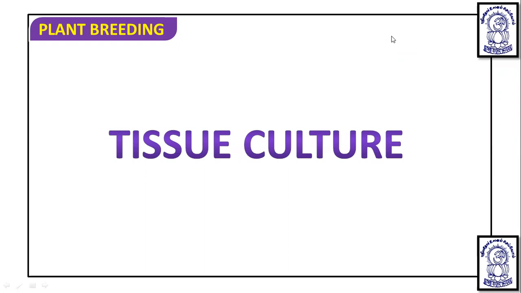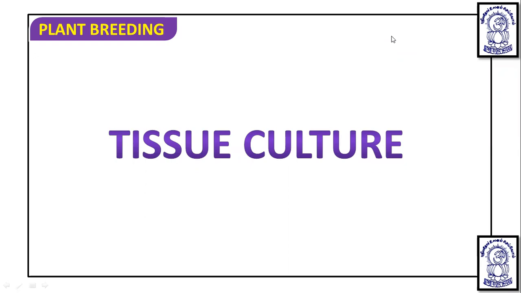Dear students, in a previous class of this chapter, plant breeding, we initiated a new topic, that is tissue culture. We discussed what it is, what conditions are required, and what type of tissue culture can be carried out artificially in a lab, in vitro, and how it is carried out.